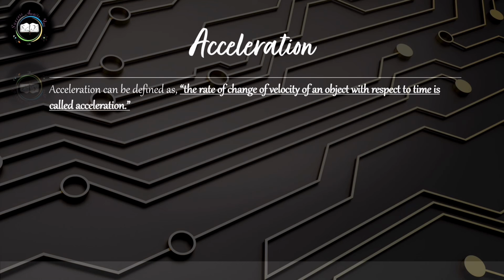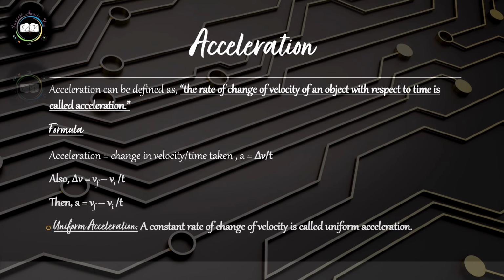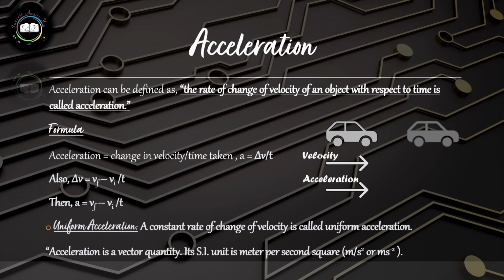Acceleration. The rate of change of velocity is called acceleration. Can be calculated as acceleration equals change in velocity upon time taken, or equals Vf minus Vi upon t, where Vf is final velocity, Vi is initial velocity, and t is time taken. Acceleration is a vector quantity. Its SI unit is meter per second square.